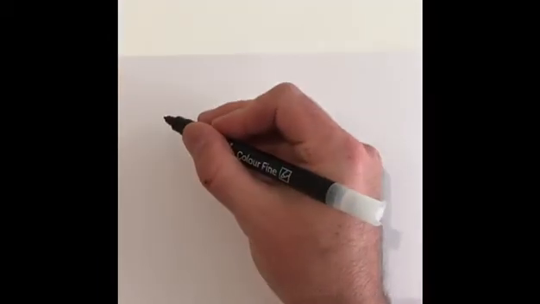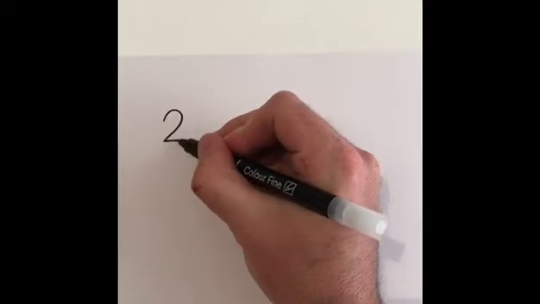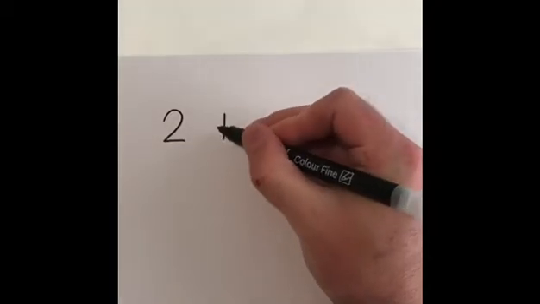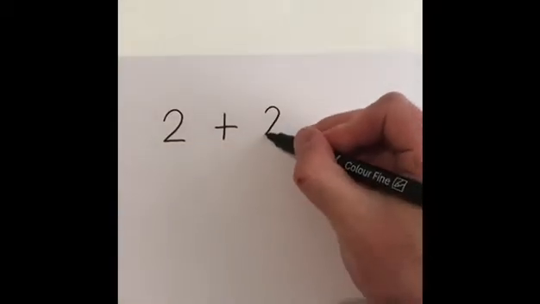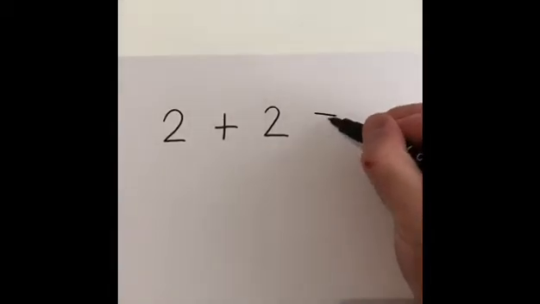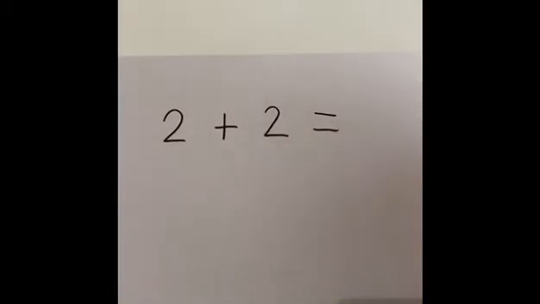So the first number sentence I'm giving you today is 2 plus 2 equals. This is a doubling number sentence because we're adding the same number again. So we're adding a 2 to another 2.